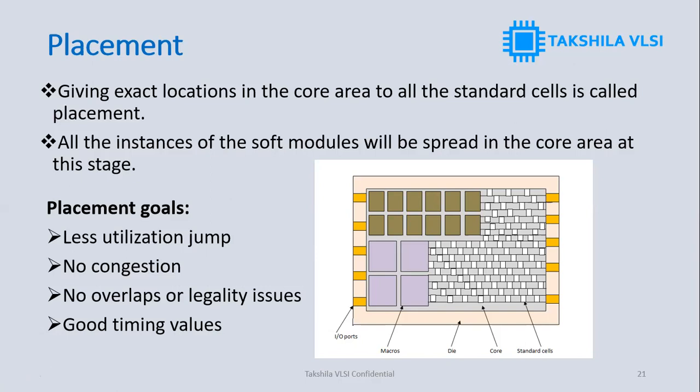So basically, placement is nothing but giving exact locations in the core area to all the standard cells. Okay. So basically, your block will look like this. So outer boundary is your die boundary, inner boundary is core, and IO ports, all the IO ports, macros, and the standard cells.